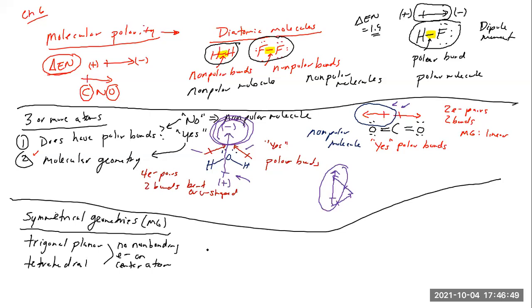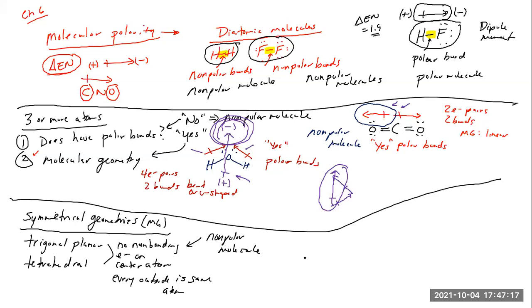If you have this situation where there are no non-bonding electrons on the center atom and everything on the outside is the same atom, this will lead to a very symmetrical situation where everybody is equal and opposite of each other, and it will be a nonpolar molecule.